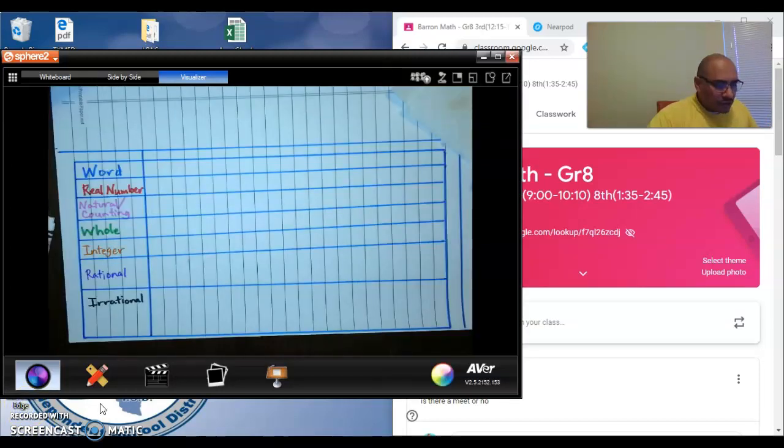For the words of the real number system, we have a few of them. We have real number, we have natural and counting, which are one and the same. We have whole, we have integers, we have rational, and then we have irrational. In our next spot right here, we're going to start talking about the definitions.